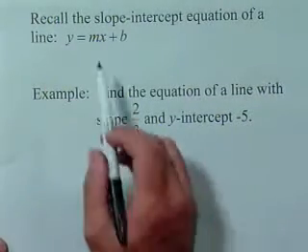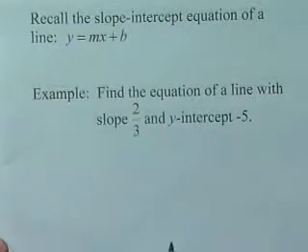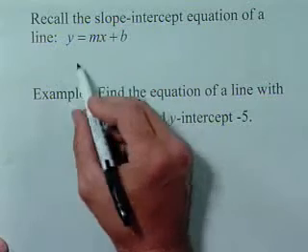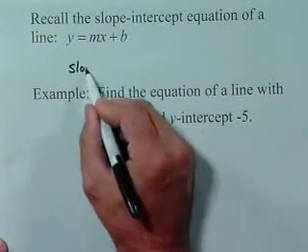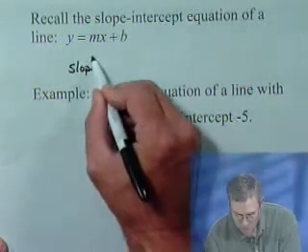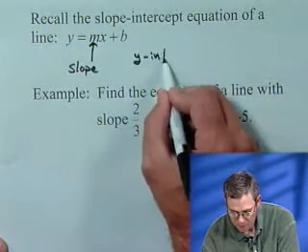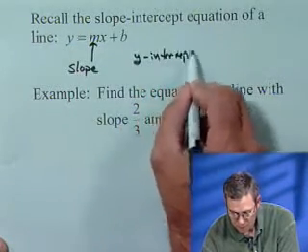Let's recall that the slope-intercept equation of a line is y equals mx plus b, where m is the slope of the line, and b is the y-intercept. Okay?